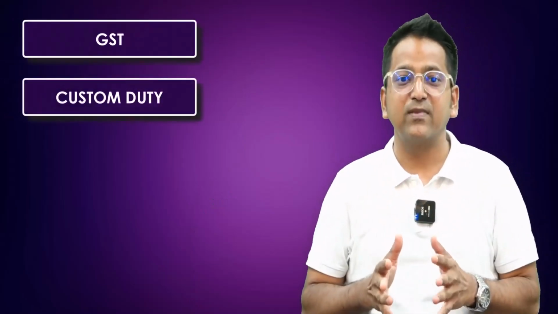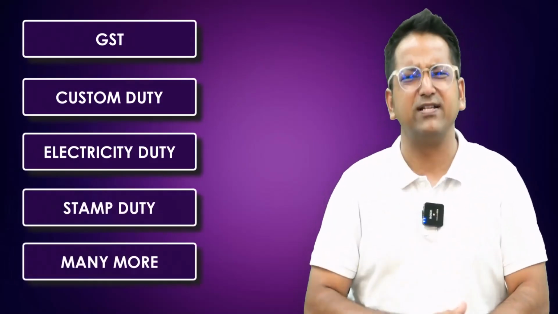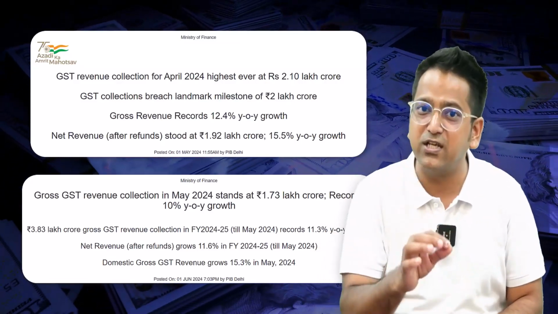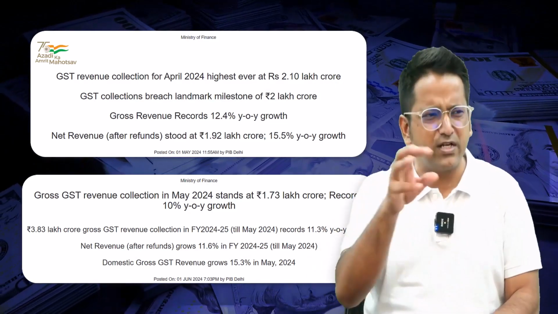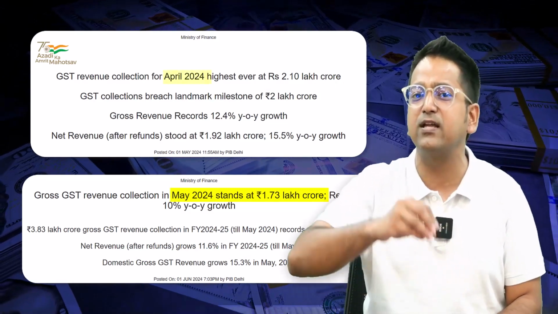Now we will discuss indirect taxes, as there are many. The major taxes that we will discuss are GST, custom duty, electricity duty and stamp duty. And there are many others. I am just talking about GST right now. Only GST's monthly revenue, the collection that comes to the government every month from GST, is between 1.75 lakh crore to 2 lakh crore.